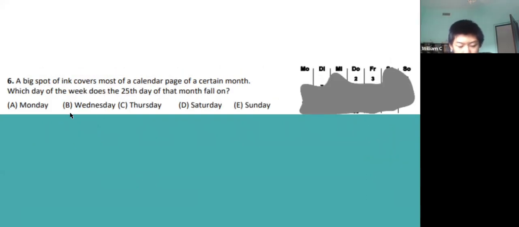Next, a big spot of ink covers most of a calendar page for a certain month. What day of the week does the 25th day of the month fall on? I'll give you up to 3 minutes on this one, and if you think you have the answer, please type it in the chat.